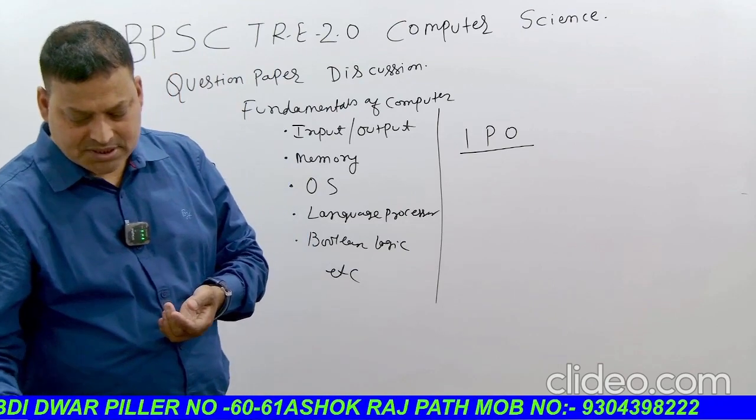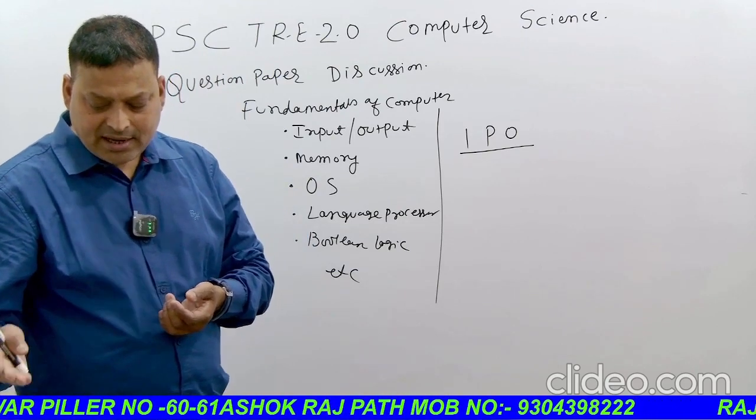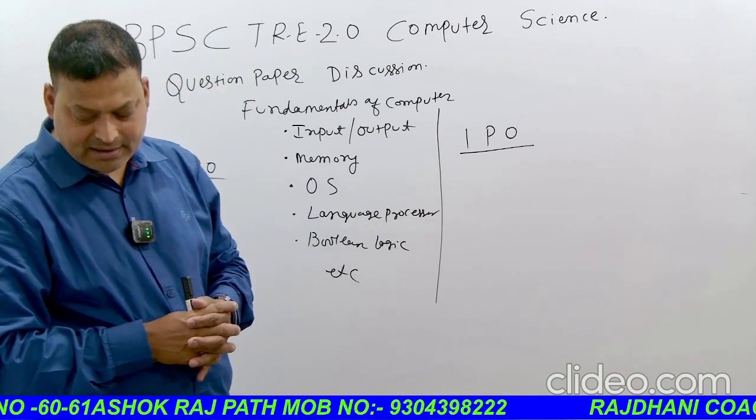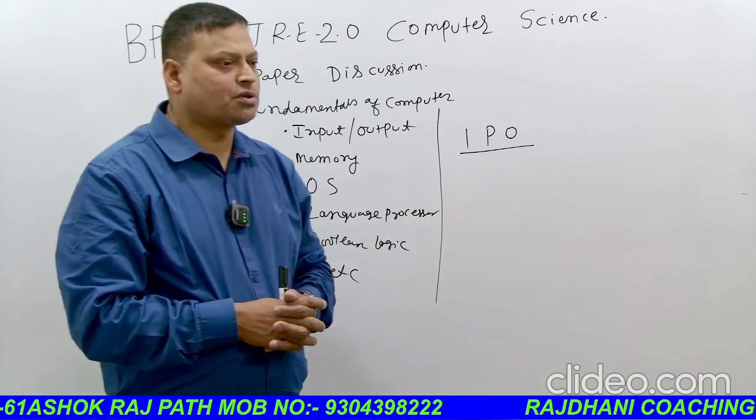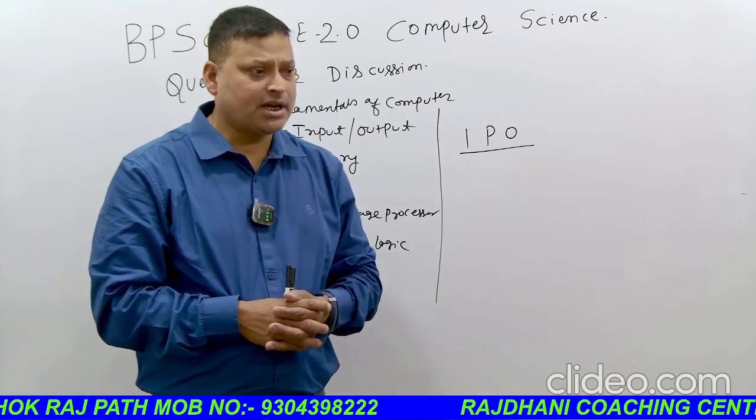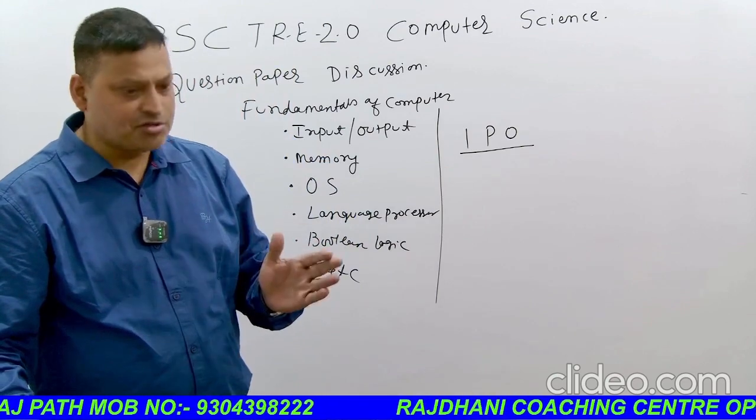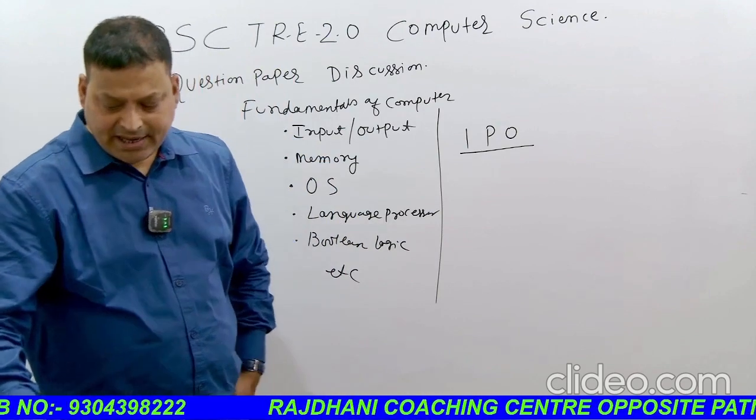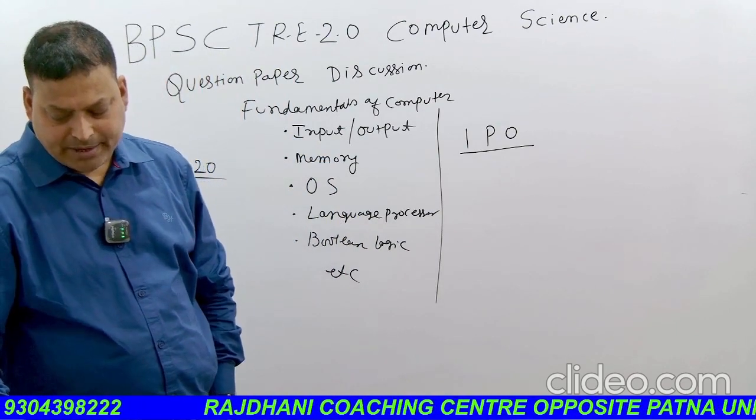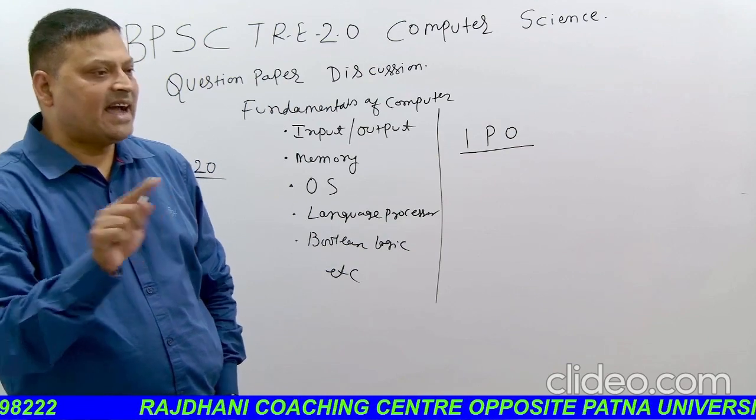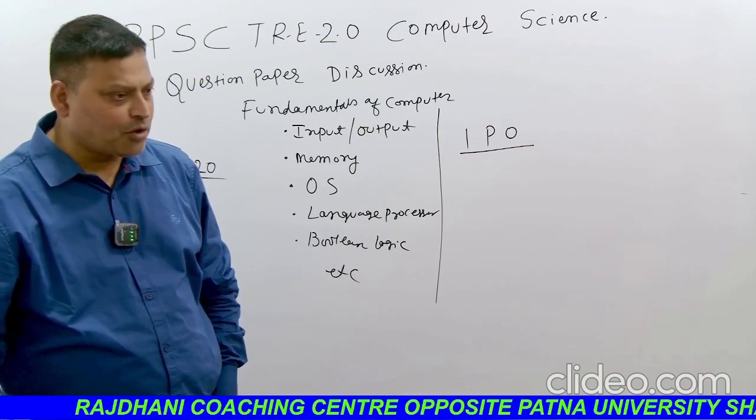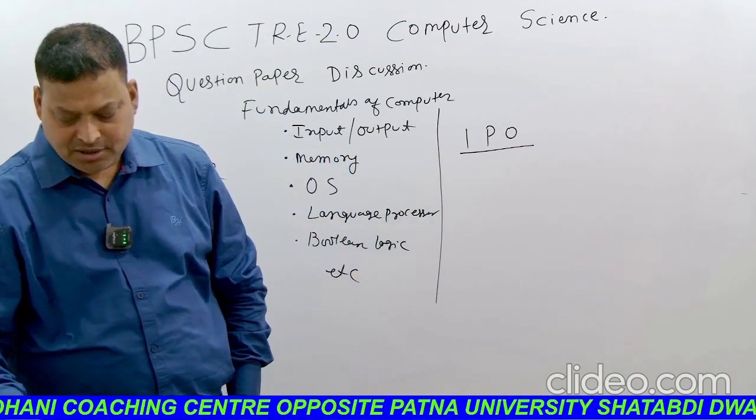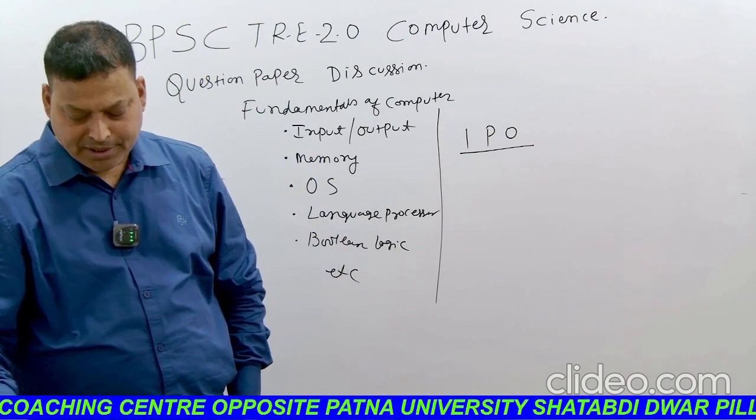The options were CPU, memory, input output device, more than one of the above, and none of the above. But the correct option is the CPU, Central Processing Unit. Second question: the Intel 8085 microprocessor is the dash generation. The given options were first generation, second generation, third generation, more than one of the above, none of the above.